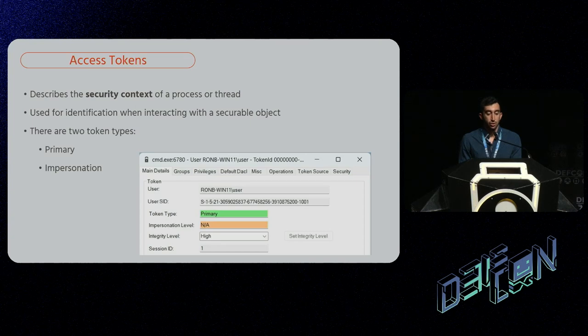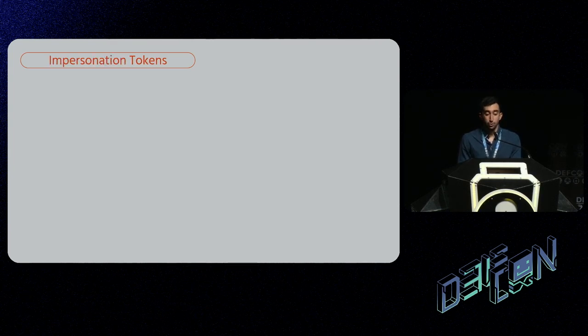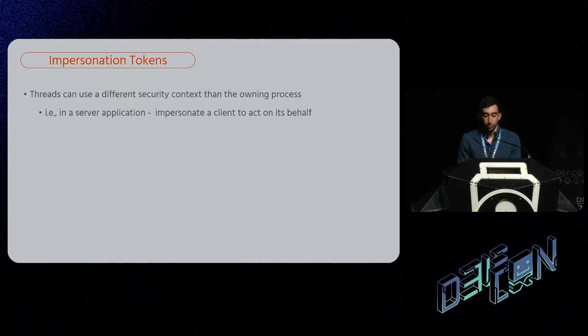To visualize this whole concept, we can look at a software called Token Viewer. Here we can see information about a token belonging to a user named user, and this is a primary token, and the session ID is 1. Let's talk more about impersonation. It gives a thread the ability to execute under a different security context than the owning process.